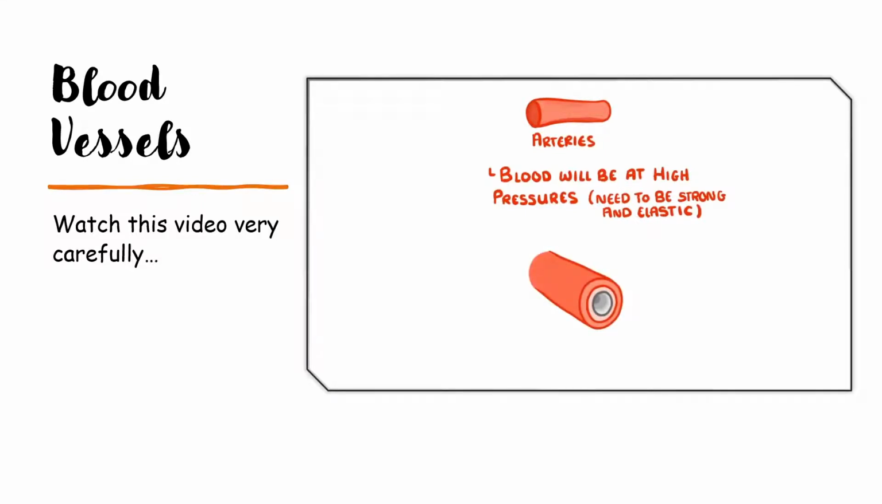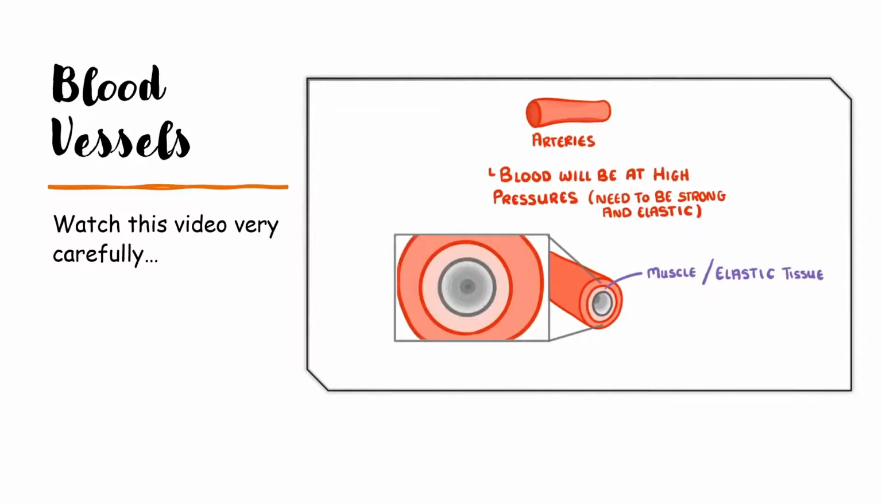And to achieve this, they have a thick layer of muscle tissue to keep them strong, and a thick layer of elastic tissue so that they can stretch and recoil. These two layers, though, mean that the wall of the artery is quite thick when compared to its lumen, which is what we call the hole or space in the middle of the vessel.